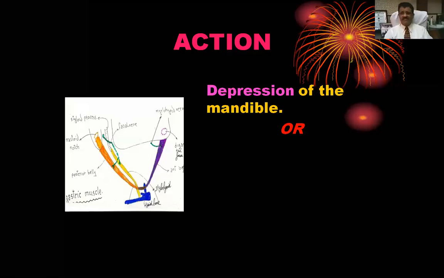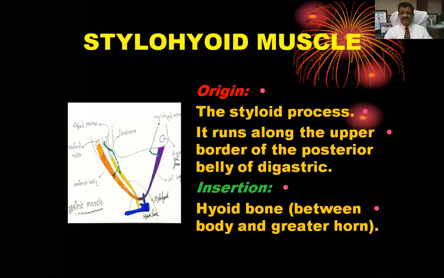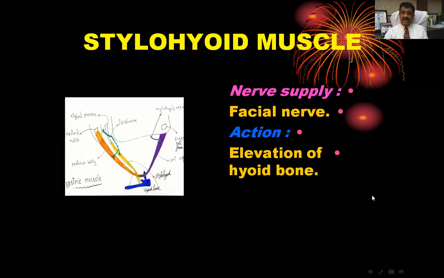Now the stylohyoid muscle is another muscle we find in the digastric triangle. It arises from the styloid process of the temporal bone. It runs along the upper border of the posterior belly of digastric. So there are two of them. We can see the two of them forming the posterior boundary of the digastric triangle. Its insertion is on the hyoid bone between the body and greater cornu. You can see here the hyoid bone and the greater cornu. The stylohyoid muscle is supplied by the facial nerve, 7th cranial nerve. And the action of the stylohyoid muscle is elevation of the hyoid bone. So it elevates the hyoid bone.